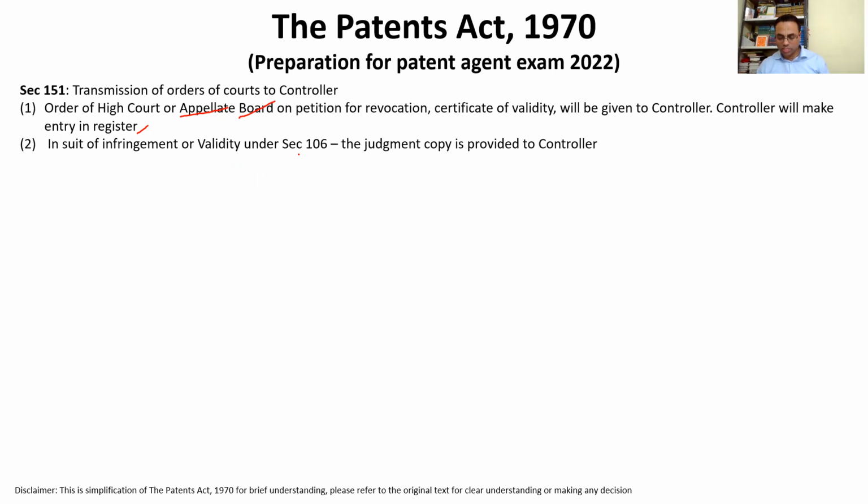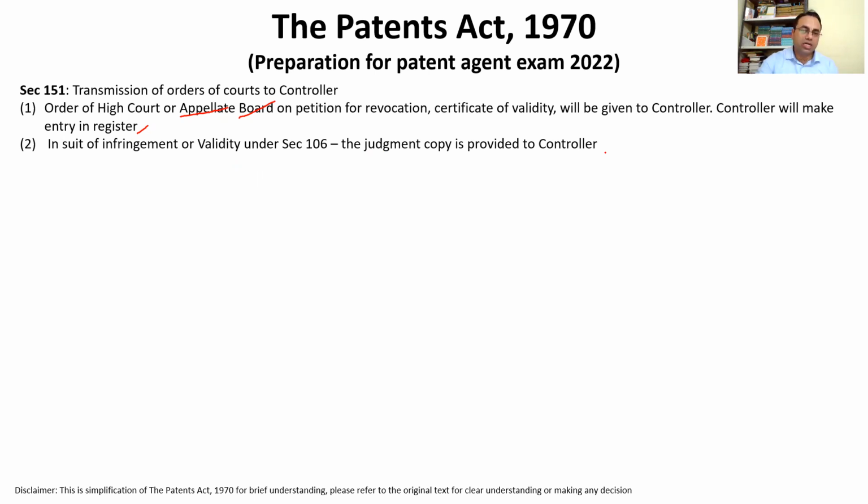What is section 106? Power of court to grant relief. What is that relief? In case of infringement, for groundless threats of infringement. Correct. So you should say infringement or validity under 106. So under 106, the judgment copy is provided to the controller.